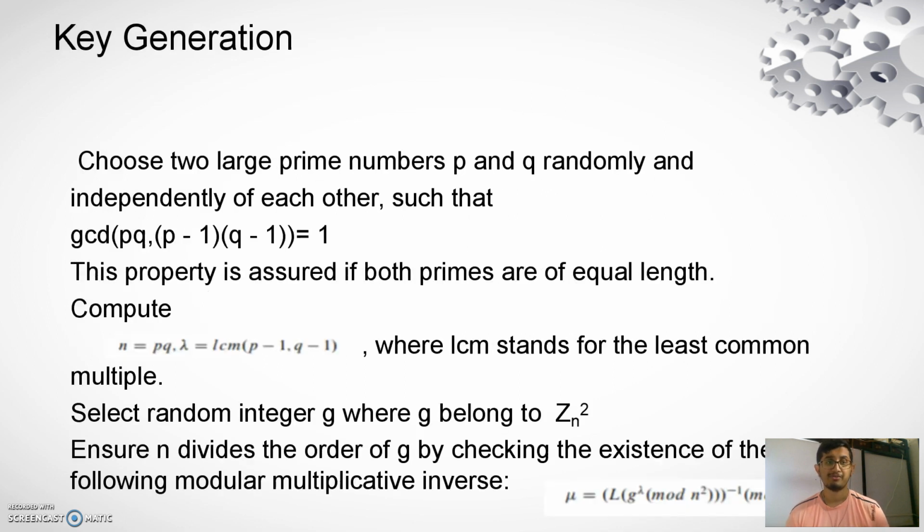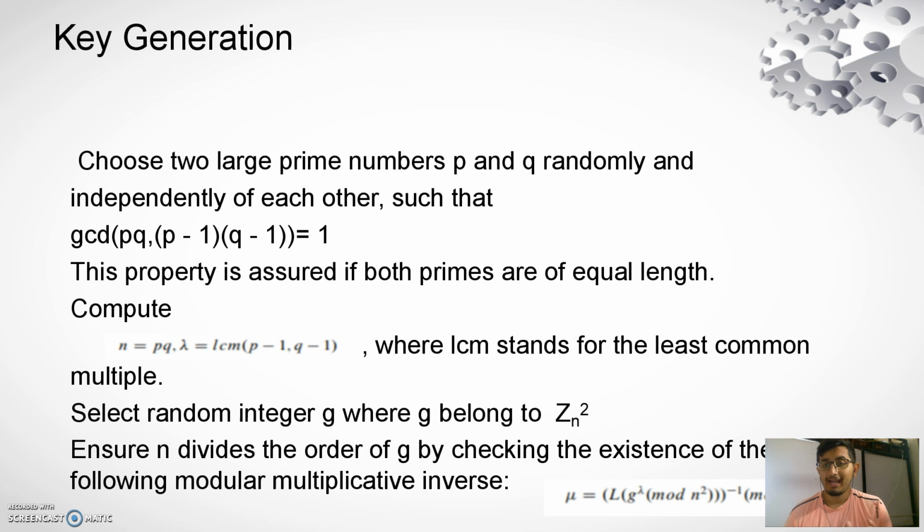Now, key generation. The first step is to take two large prime numbers p and q randomly and independent of each other, meaning they should be unique. Now the GCD of pq and (p minus 1)(q minus 1) should be equal to 1. This property is assured if both primes are of equal length. This is an important point here.